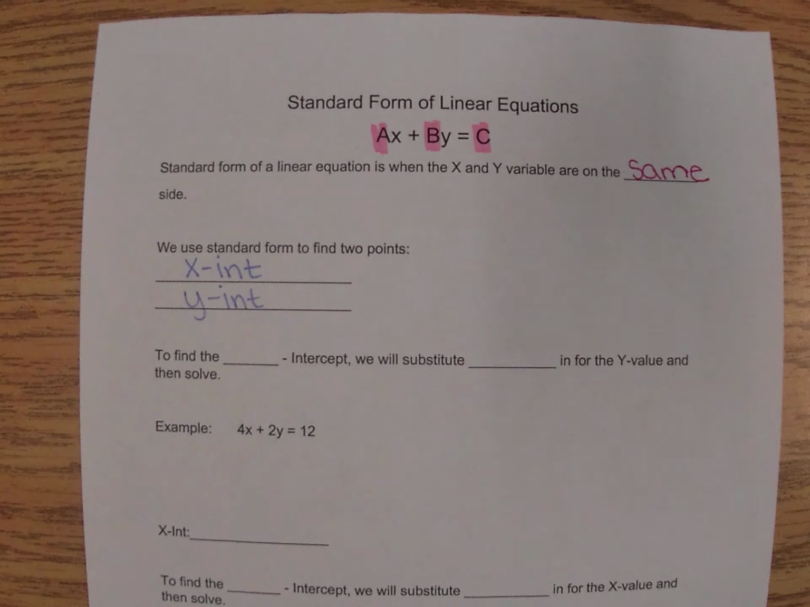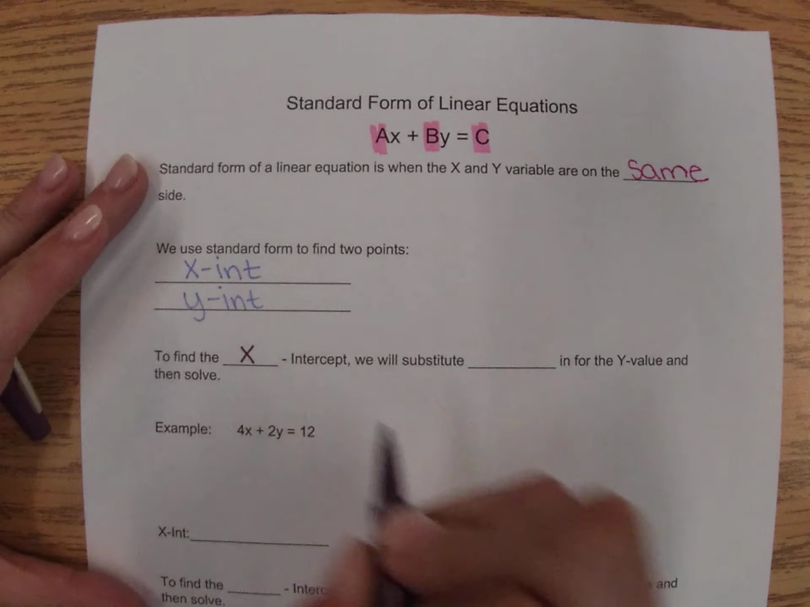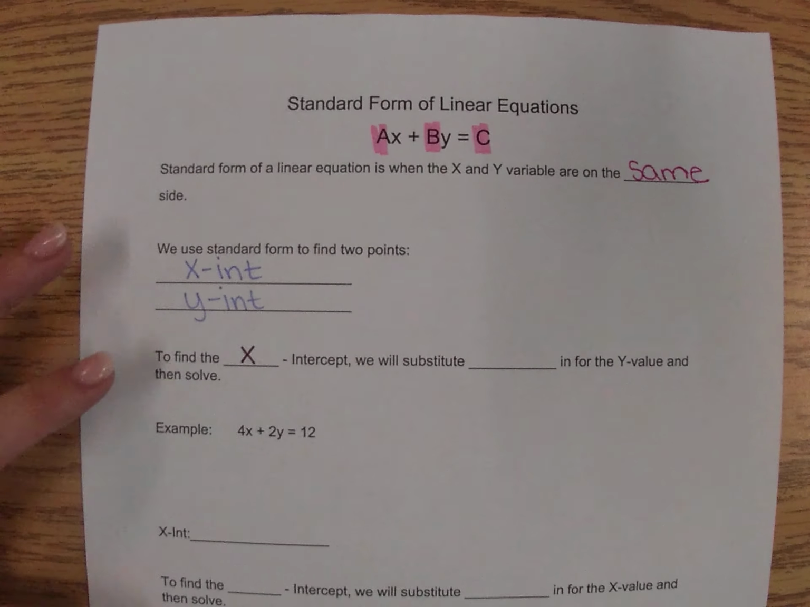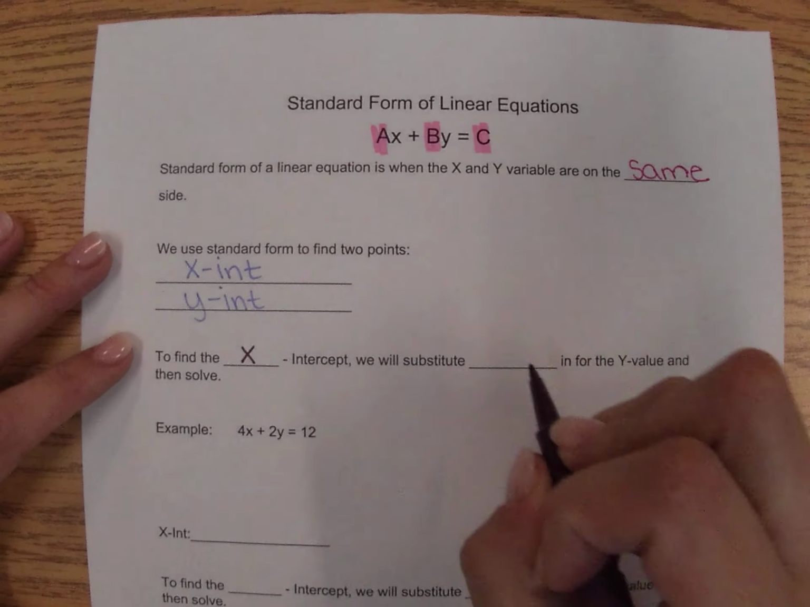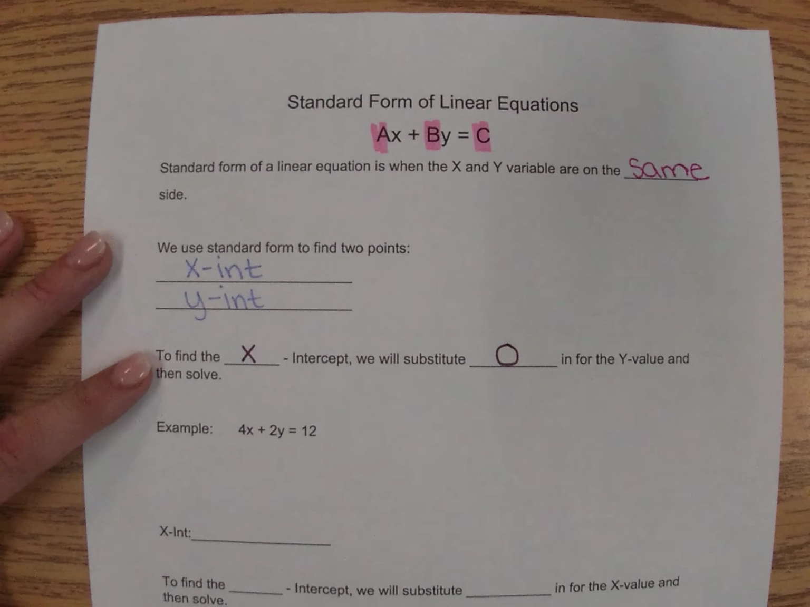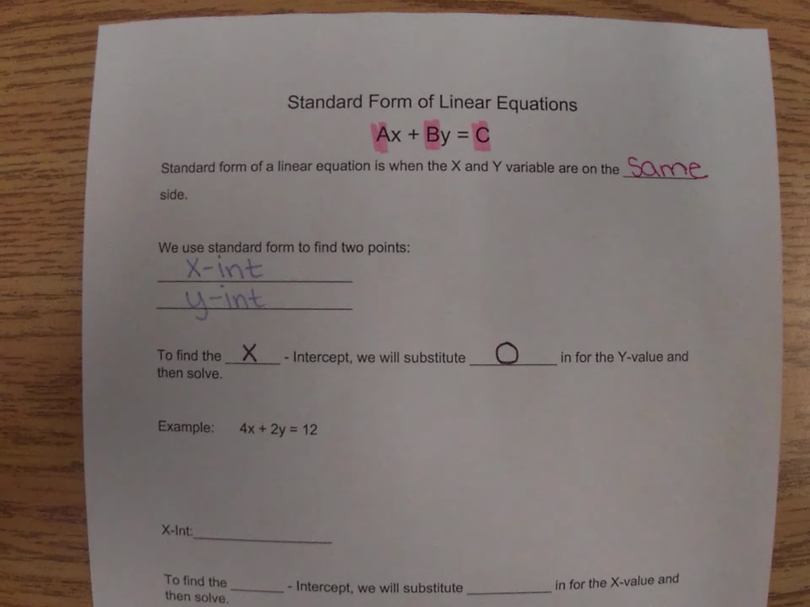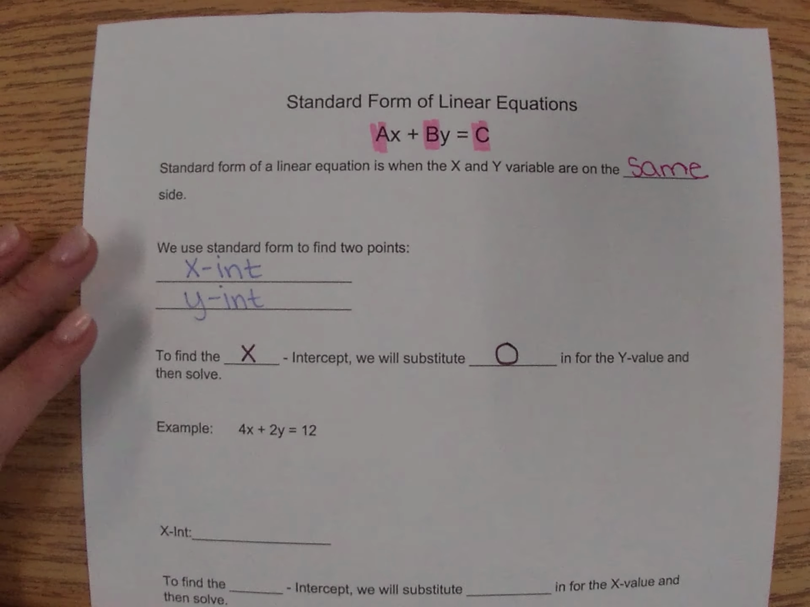Now, we have also learned that if we are talking about the x-intercept, we know that the y value equals 0, right? We know that's an ordered pair x comma 0, which means if we want to find the x-intercept, we are going to be able to substitute 0 in for the y value, because we know at the x-intercept, y has to equal 0.